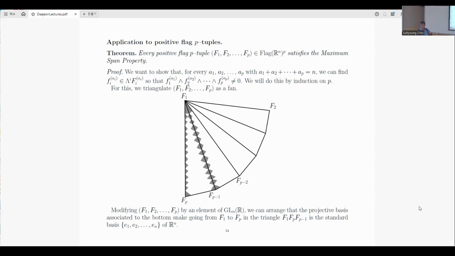This property is invariant under the action of GLN. So I'm free to move my flag by an element of GLN. I'm going to do that to normalize it so that this projective basis is the standard basis of Rn.